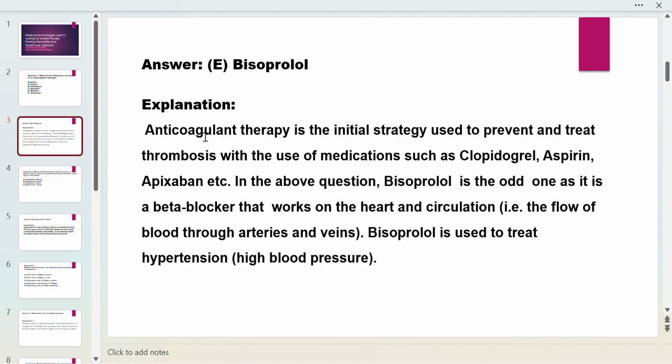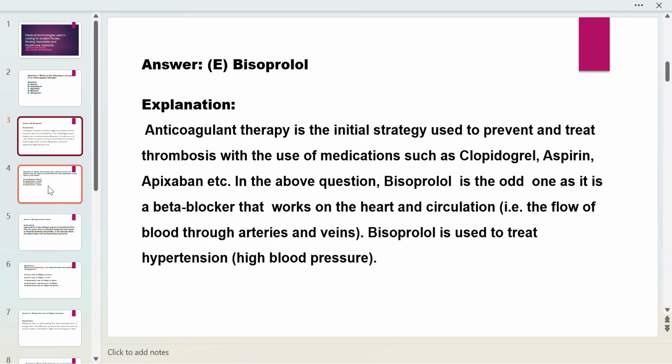And we can see that even though bisoprolol works on circulation, it does not fit in the anticoagulant therapy or treatment. So that is the reason why it is the odd one we've taken out. So the answer here is bisoprolol. All of the ones we've mentioned, aspirin, apixaban, tinzaparin, are all anticoagulant therapy. They prevent blood clots for our patients.